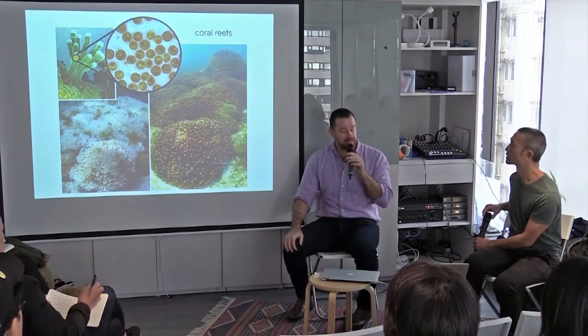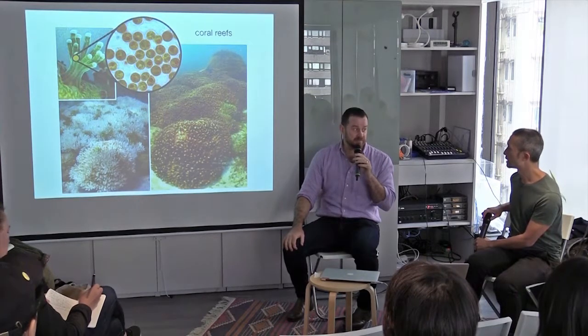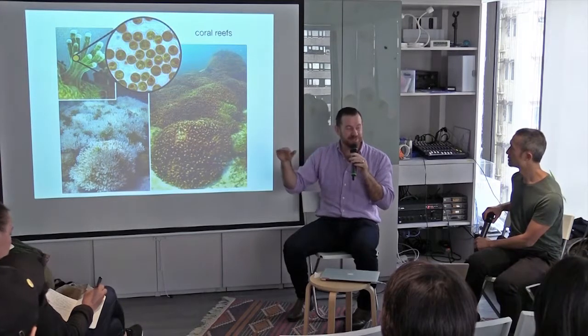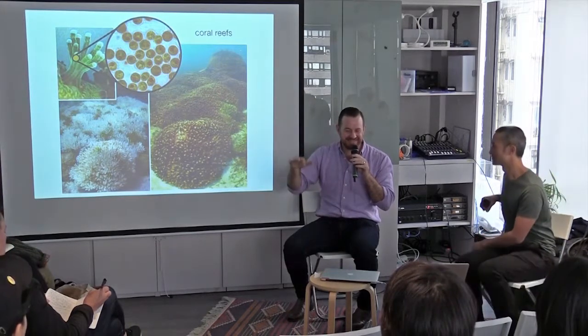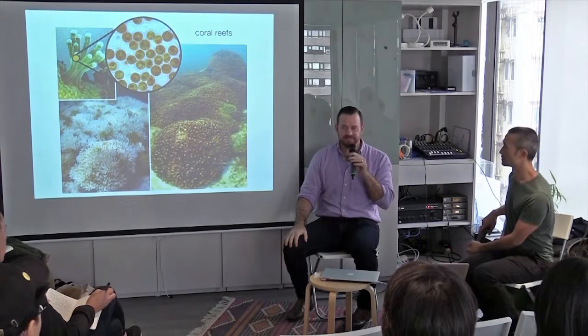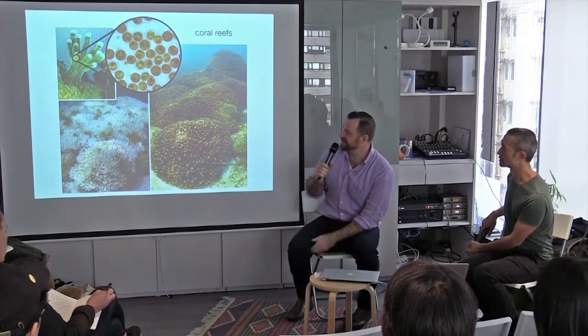A little bit in Hong Kong, yeah. But not as severe as we would predict. Probably because the water is sufficiently polluted that it prevents the very strong light from triggering the bleaching response. That's a very interesting hypothesis.